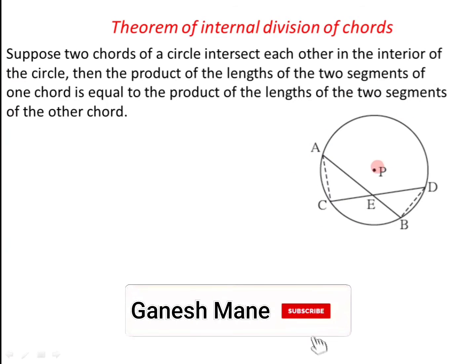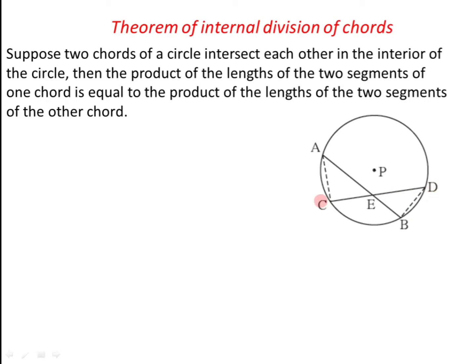Suppose there is one circle with center P, and as we can see, chord AB and chord CD are intersecting at point E, which is inside the circle. So if it is the case, then we have to prove that the product of lengths of two segments of one chord, that means for chord AB, two segments are AE and BE, which are made due to the point of intersection E. So if we take a product of AE and BE, it is equal to the product of length of two segments of the other chord.